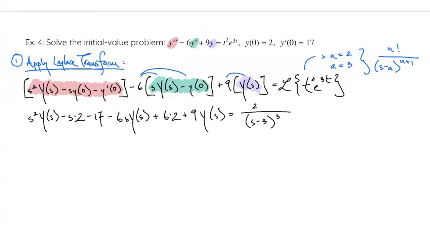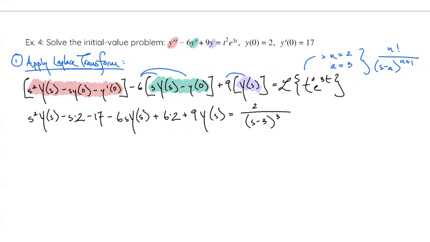A few places where I see folks potentially going wrong. The number one spot: that -6 times a -2, making it a positive 12, right? That's probably the biggest place, the easiest to make the mistake, right?